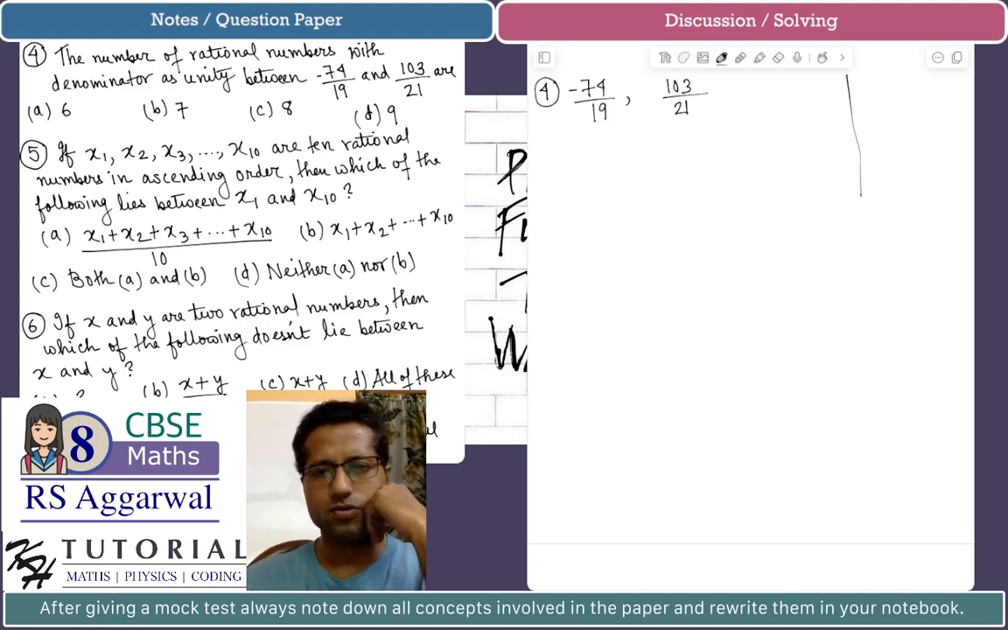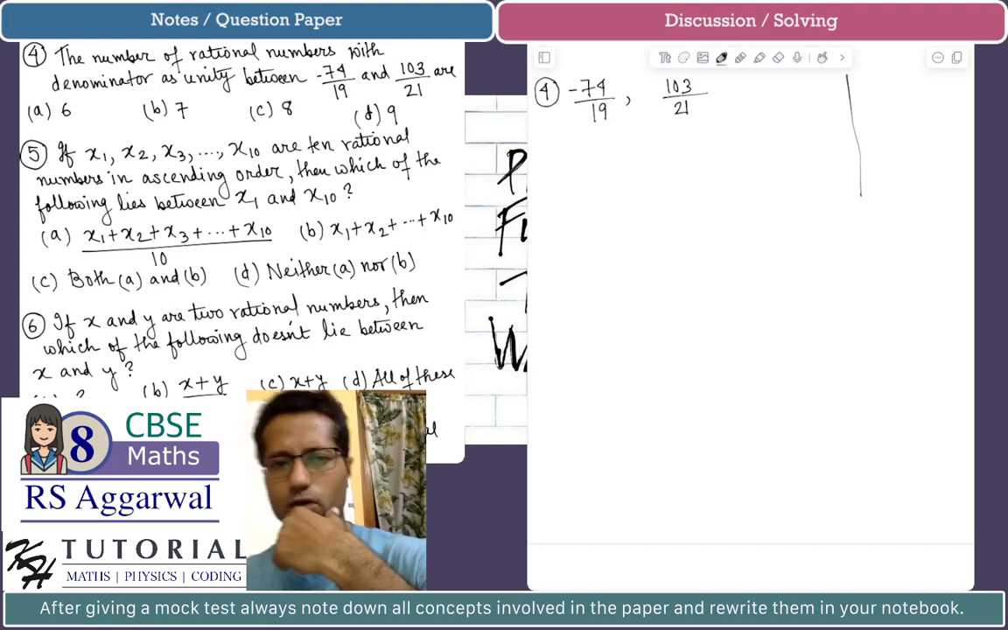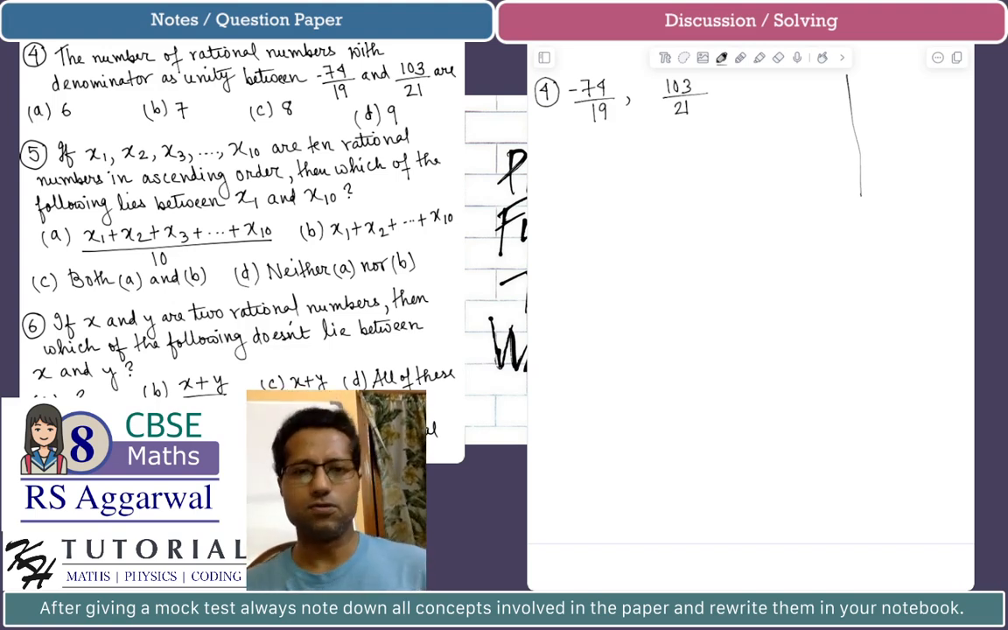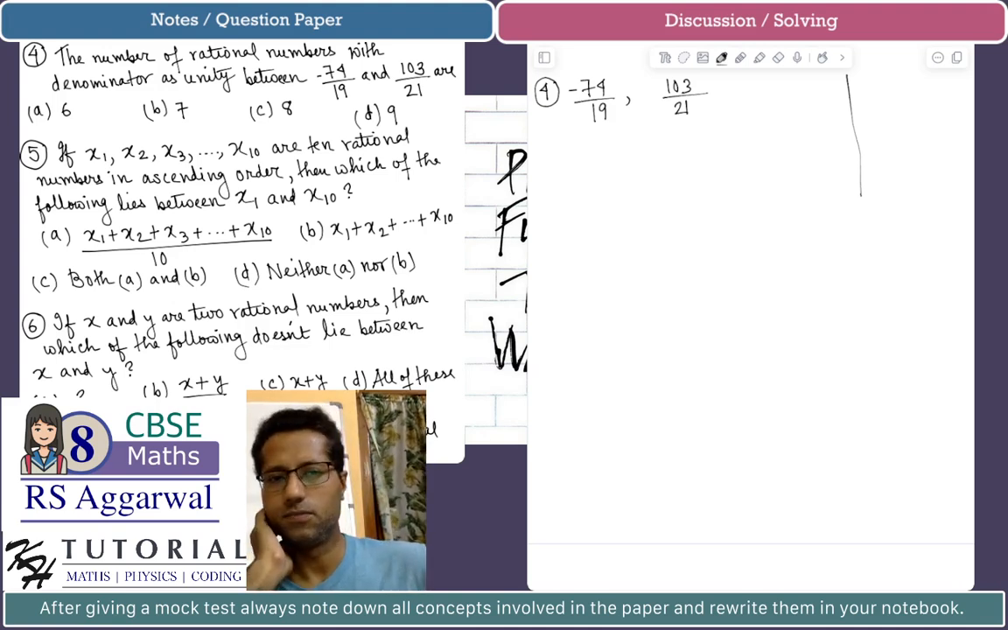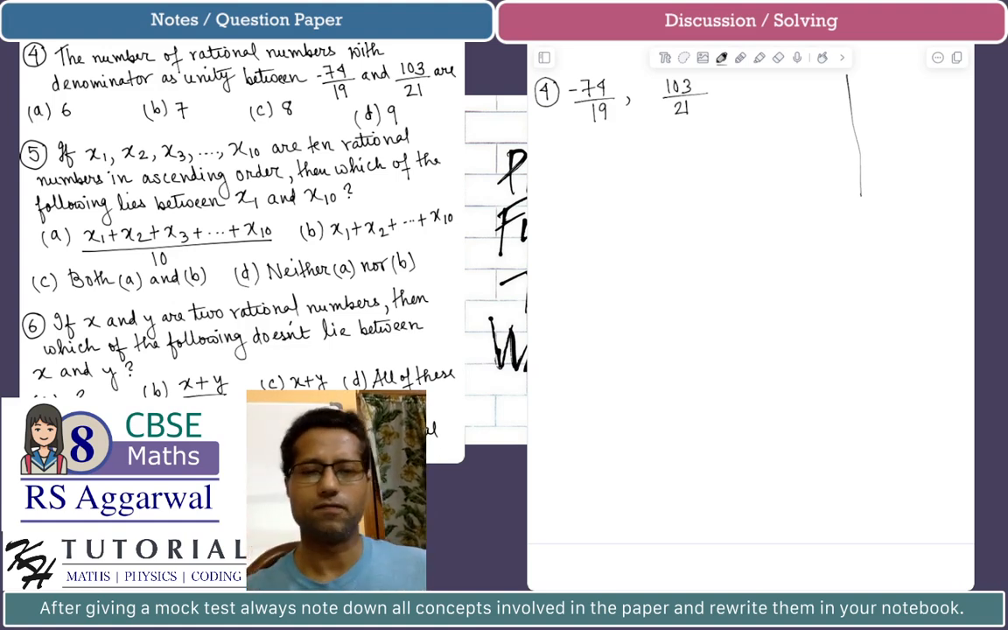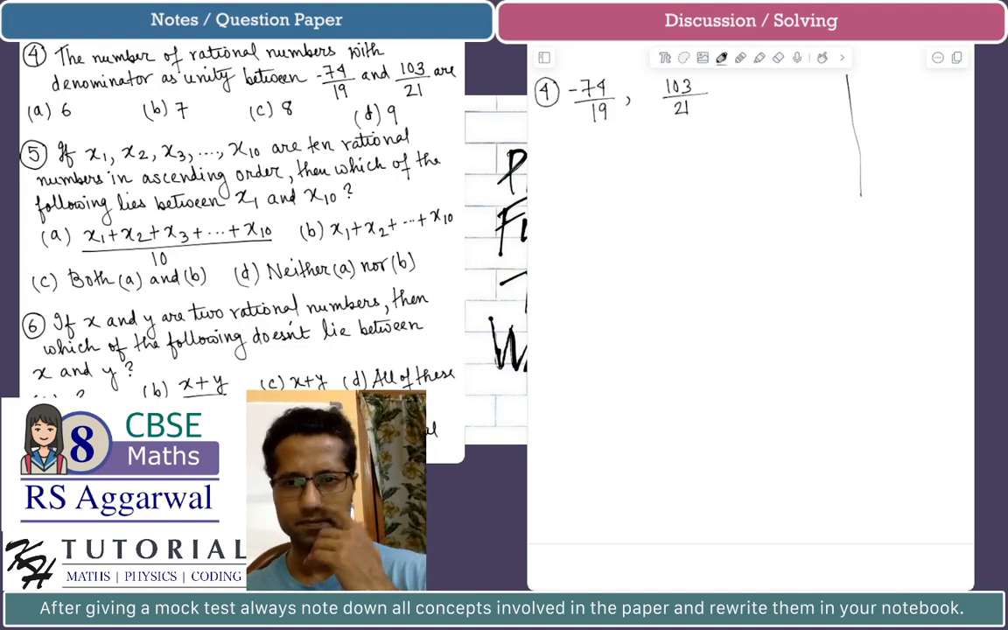Okay. So now we have to find how many integers. The problem boils down to how many integers are there between -74/19 and 103/21. Definitely -74/19 lies to the left of the origin on the number line, and 103/21 lies to the right of the origin on the number line.